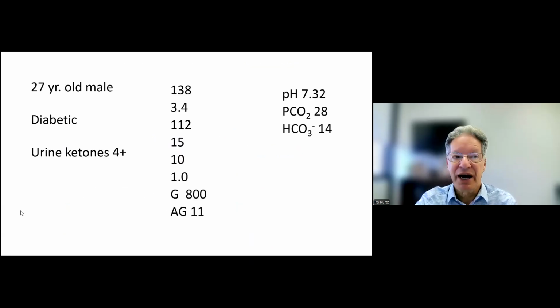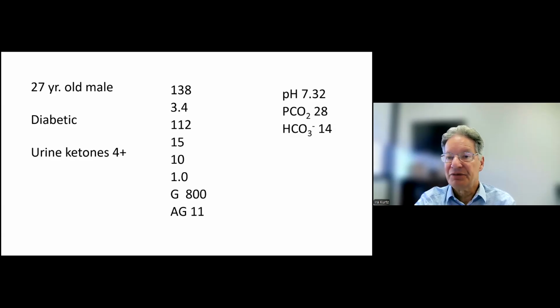And we'll do a few cases here until we reach the hour. So here's a 27-year-old male diabetic. Ketones in the urine were 4 plus. The total CO2 on the metabolic panel was 15. Glucose was 800. Notice the normal anion gap, which is confusing.